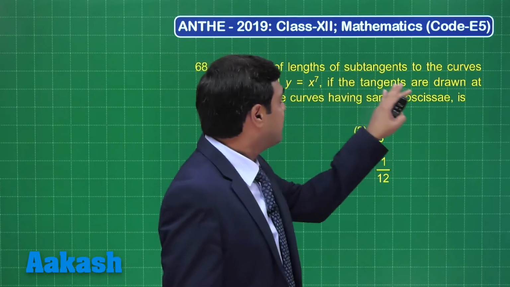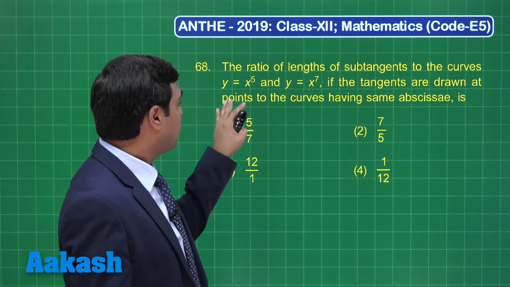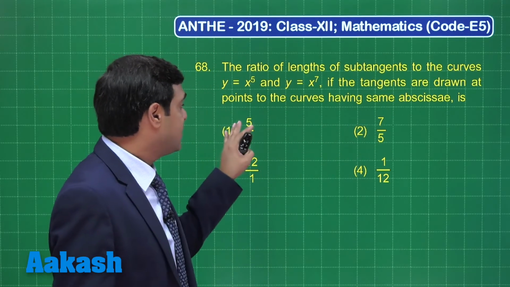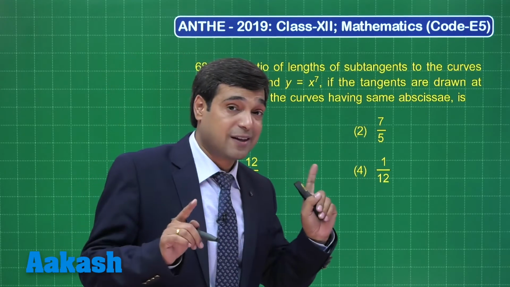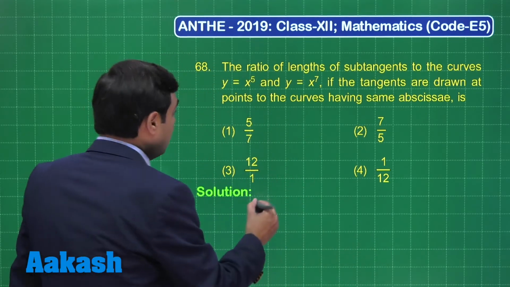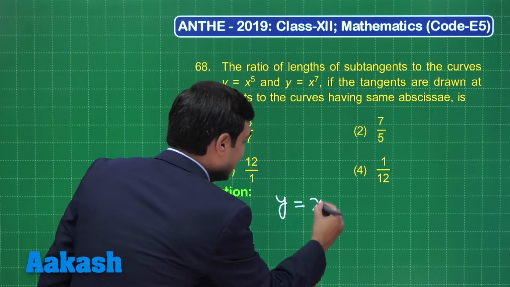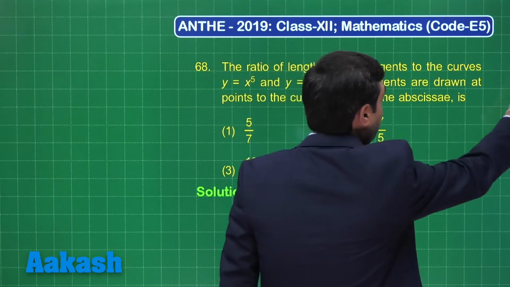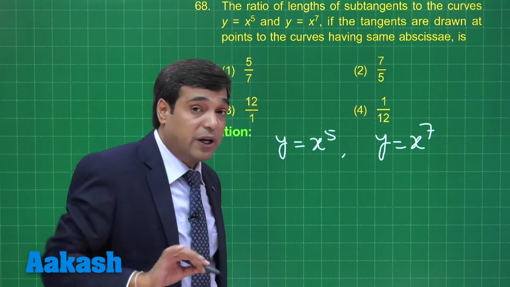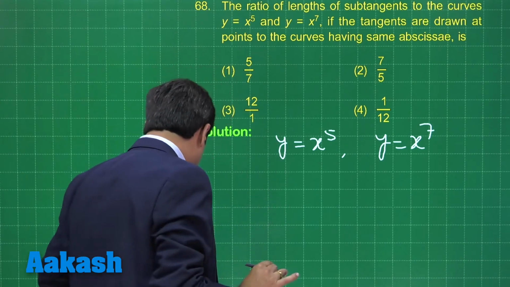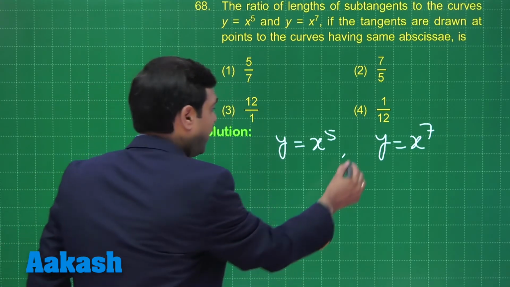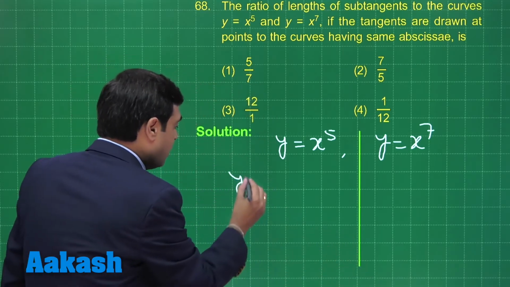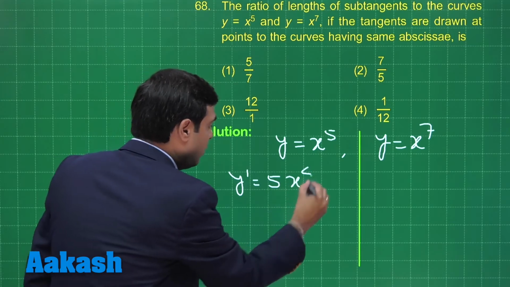The ratio of lengths of subtangents to the curves y = x⁵ and y = x⁷, if the tangents are drawn at points on the curves having the same abscissa. So let's talk about this question. We have y = x⁵ and y = x⁷. Now the length of the subtangent means y upon dy/dx. We have two different curves, so we will deal with both one by one. Let's draw a line between the two and talk about the first one. dy/dx is 5x⁴.